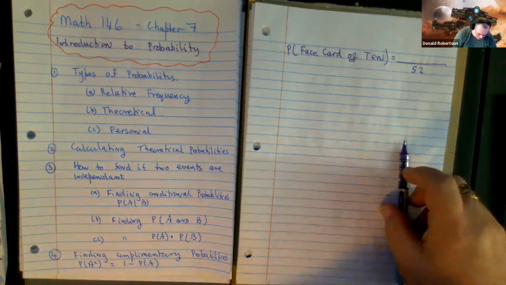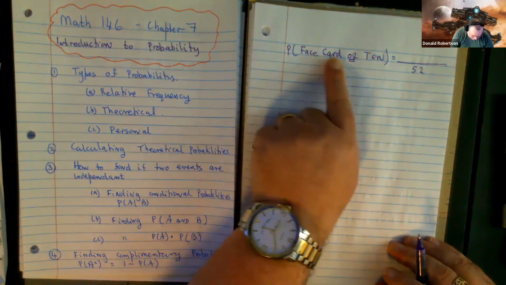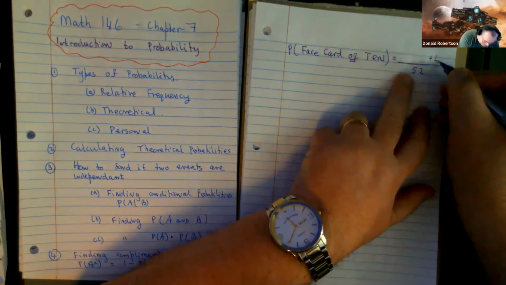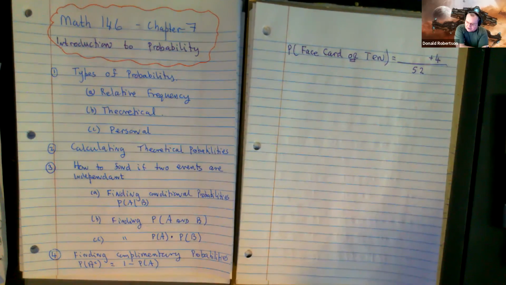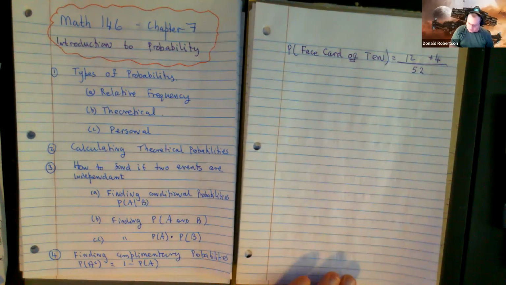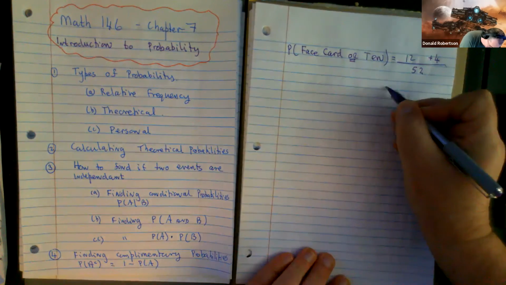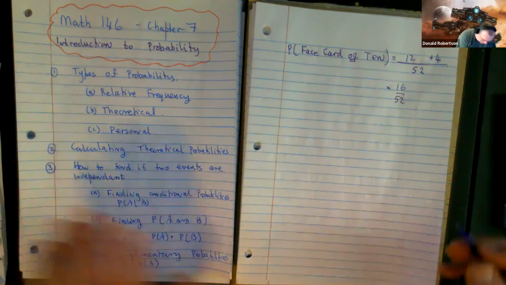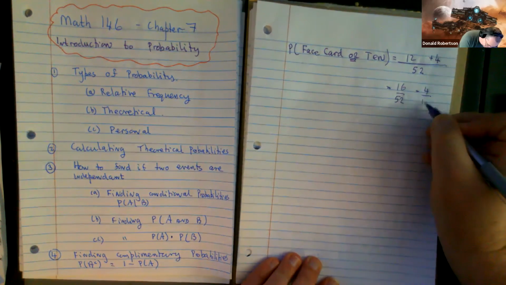So don't I just need to find out how many of these there are plus how many of those? Well, I know how many 10s there are. Can anybody remember how many face cards there are in a deck of cards? 12. Yeah. Jack, Queen, King, 4 times 3 is 12. So this becomes 16 out of 52, which is 4 13ths.